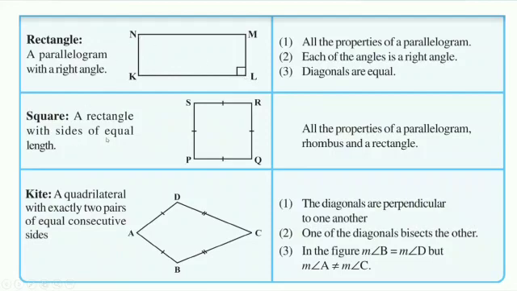For square, a rectangle with sides of equal length. That means it is having all the properties of a parallelogram. It is having all the properties of rectangle also and rhombus also.